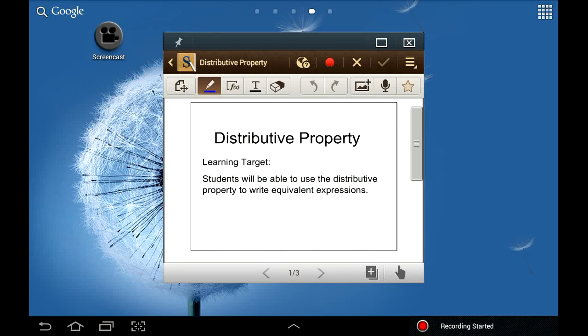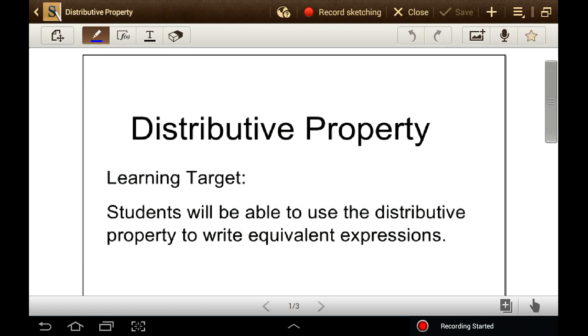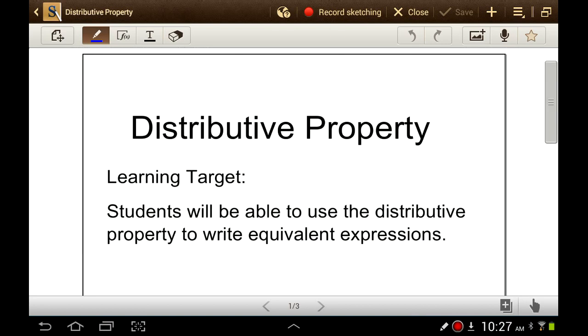Distributive property, that's going to be our topic for today. Our learning target is students will be able to use the distributive property to write equivalent expressions. So this is another method of solving some problems, and as we get into algebra and using variables, sometimes you have to use the distributive property in order to answer or simplify the problem. If it's all numbers, it's just another method.